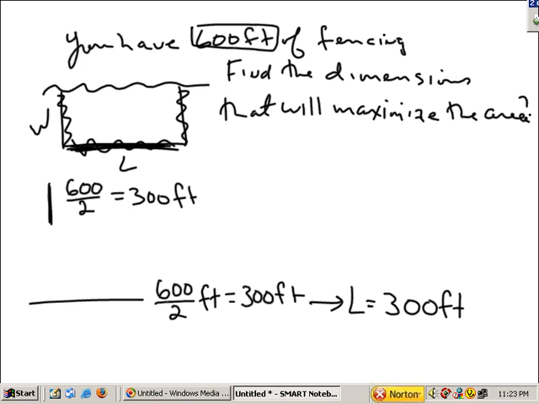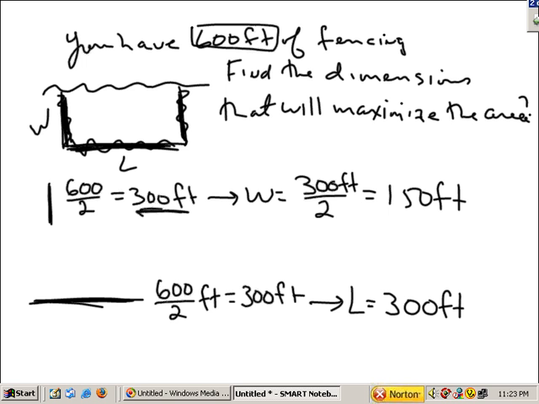That is, you have 300 feet to go to put fencing up horizontally, but you only need 1 piece. So all the 300 feet go that way. Now, for the vertical, you have 2 pieces. You can only use 300 in total. You have 2 pieces. So the width will be 300 feet divided by 2, which is 150 feet. And there's your answer. 150 feet for the width and 300 feet for the length.